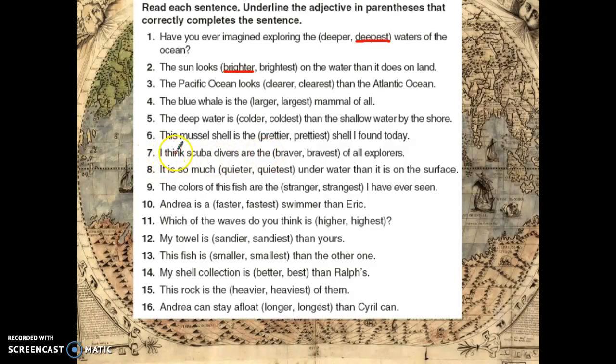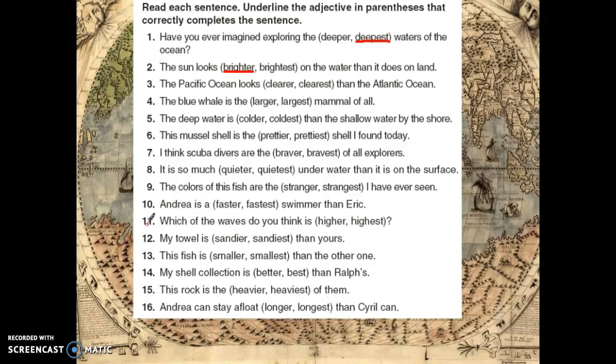Number 7, I think scuba divers are the braver or bravest of all explorers. Number 8, it is so much quieter or quietest underwater than it is on the surface. Number 9, the colors of this fish are the stranger or strangest I have ever seen. Number 10, Andrea is a faster or fastest swimmer than Eric.